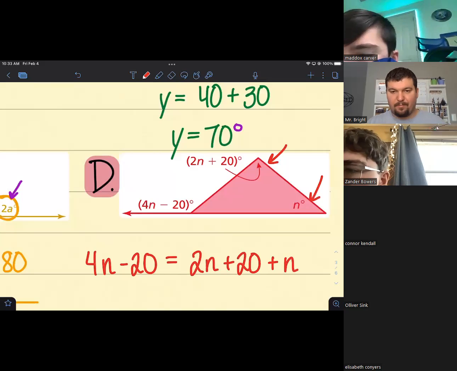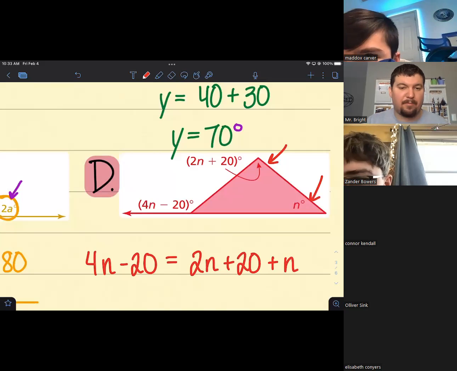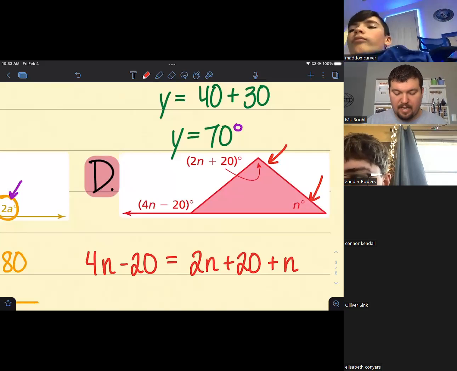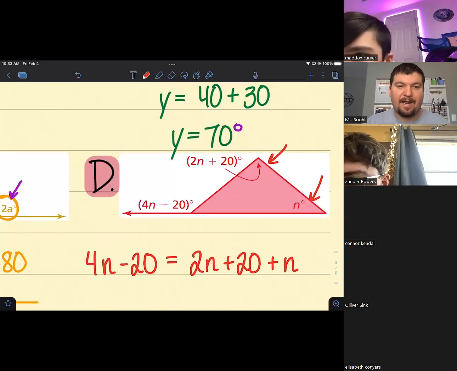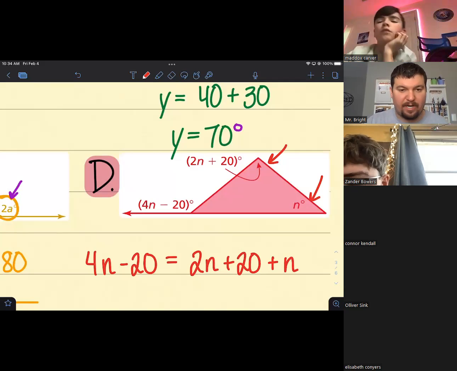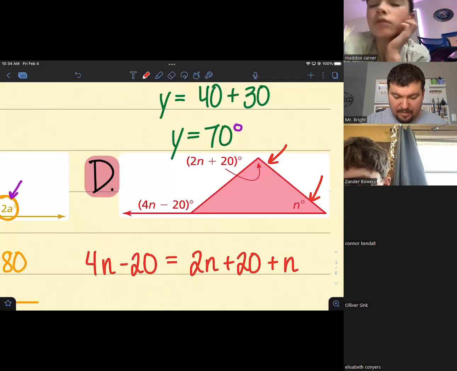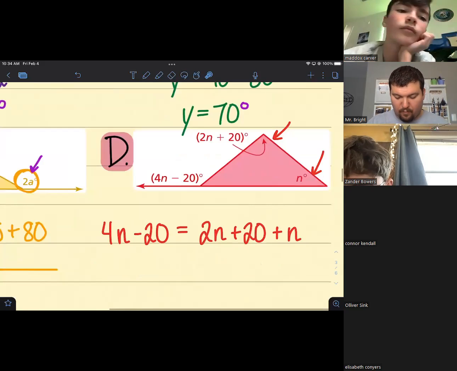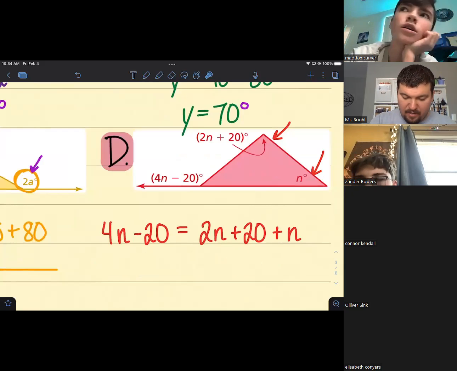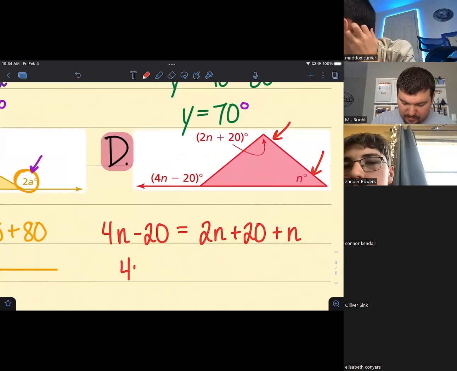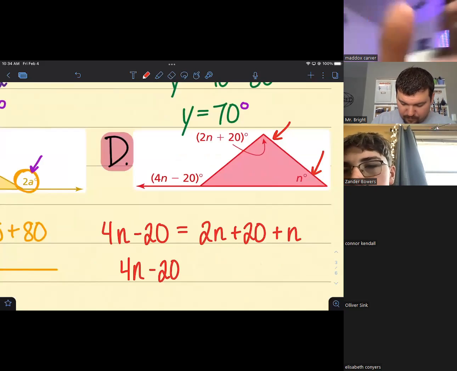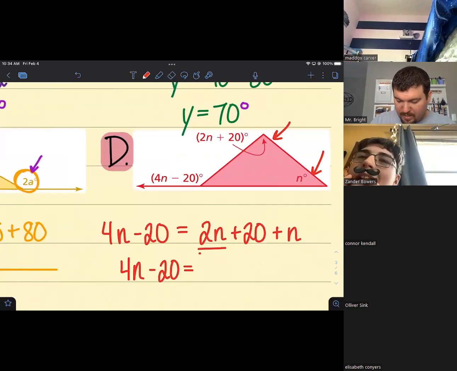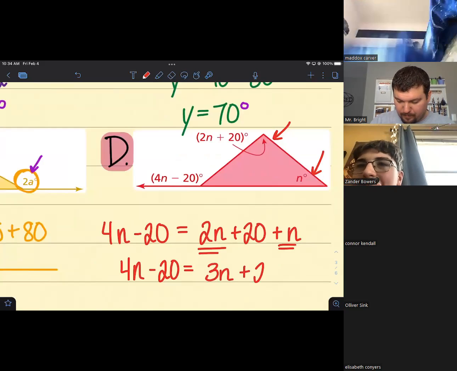Okay, so notice that I'm not adding these to 180. That's a common mistake I see when I grade quizzes: people will take these angles and still try to add them to 180. These do not add to 180. These two angles inside the triangle add to give you the outside angle, the exterior angle. So I need to put equals before n minus 20. Let's combine our terms here. We've got 4n minus 20, and then here we have 2n and 1n, which is going to give us 3n plus 20.